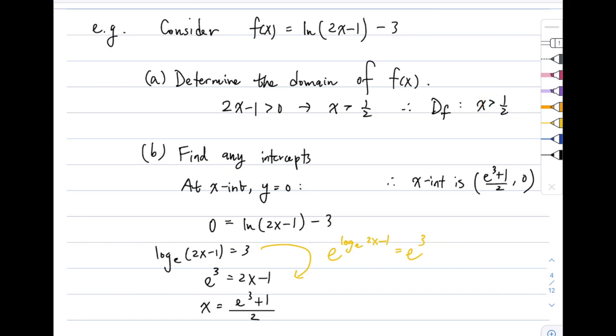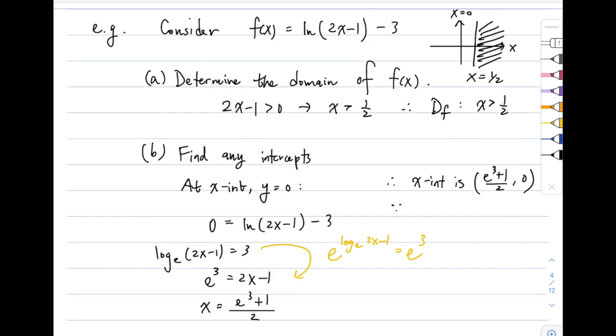The domain is x values larger than 1/2. So if your number line is here, and your y-axis here is the line x equals 0, really our domain is x values larger than a half, right? So there's no way you're going to have a y-intercept, okay?